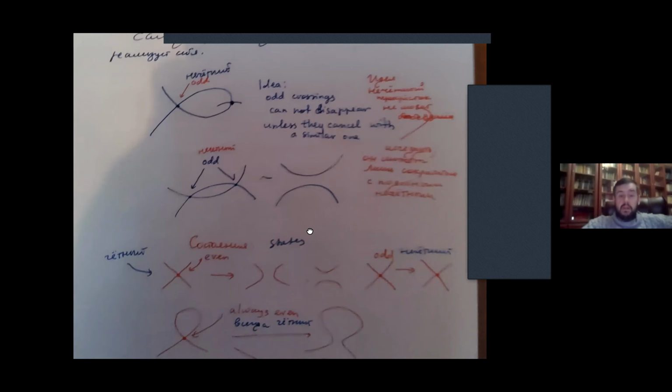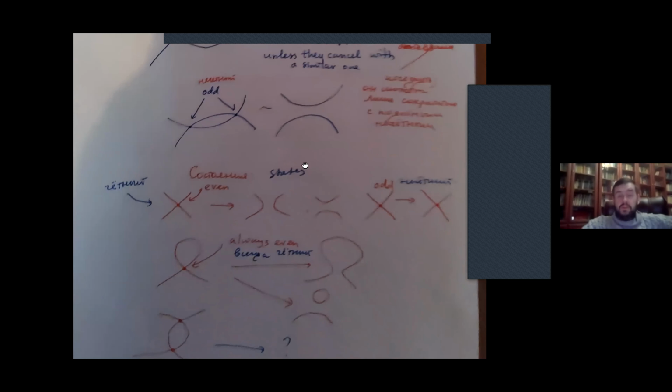Now we are going to pass to the notion of state. And the idea is as follows. We splice even crossings, just as we do for the Kauffman bracket for usual classical crossings. And we do nothing to odd crossings.